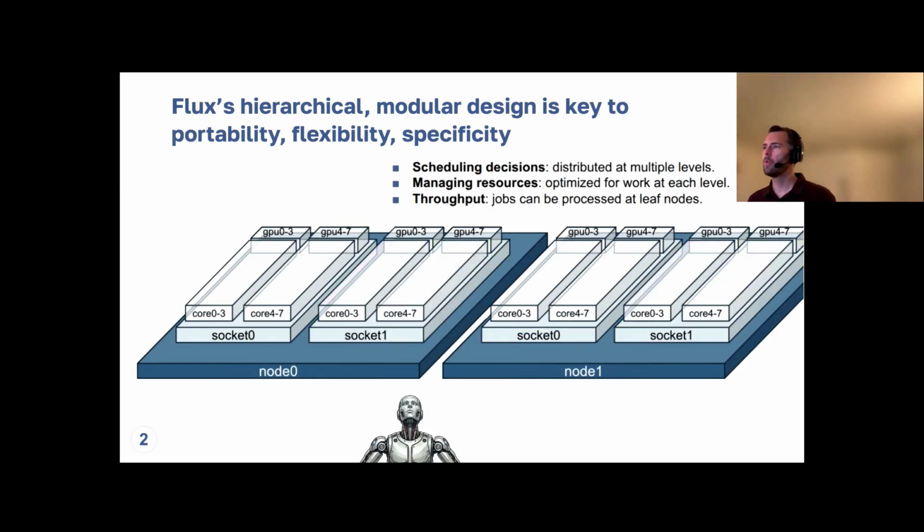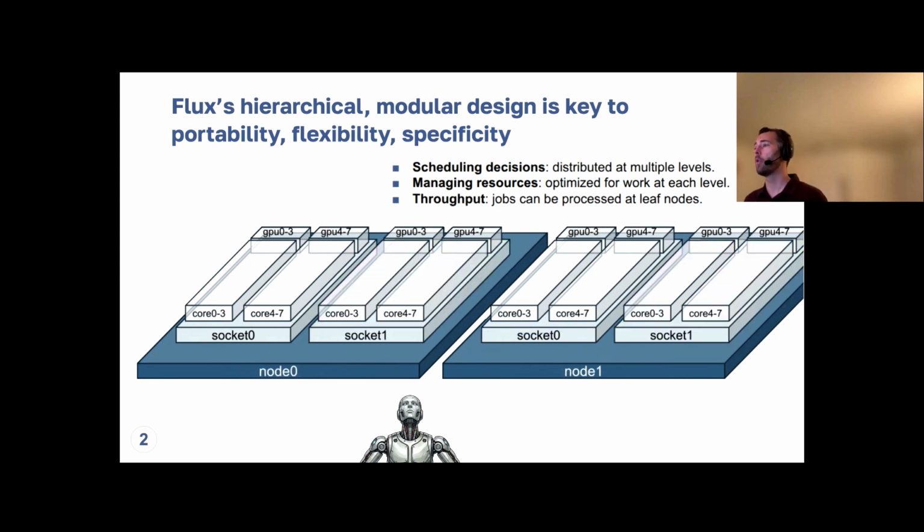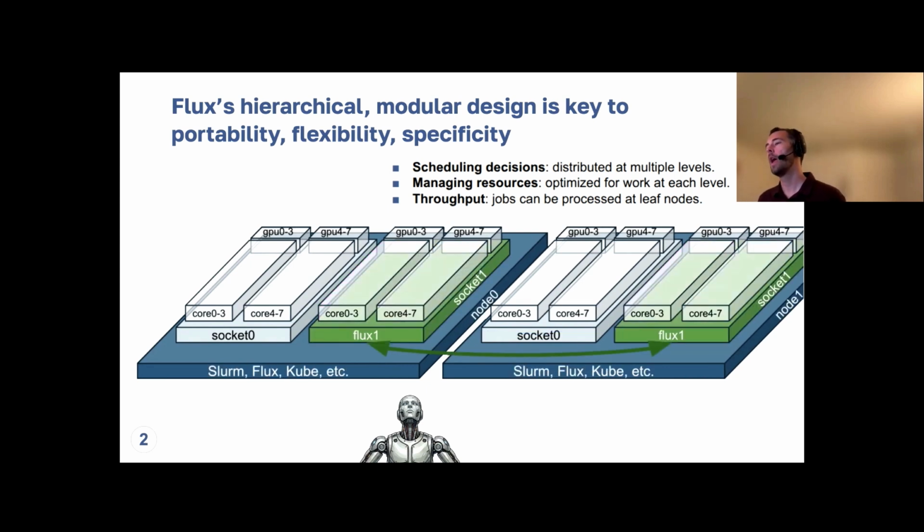So this enables a lot of really important features, like tailoring your scheduling decisions and scheduling algorithms to each one of these levels in order to match what those job needs are. It also enables tailoring of how the resources are managed themselves in order to optimize the work and how it's managed at each one of the levels to support the job needs. So in turn, this actually supports high throughput.